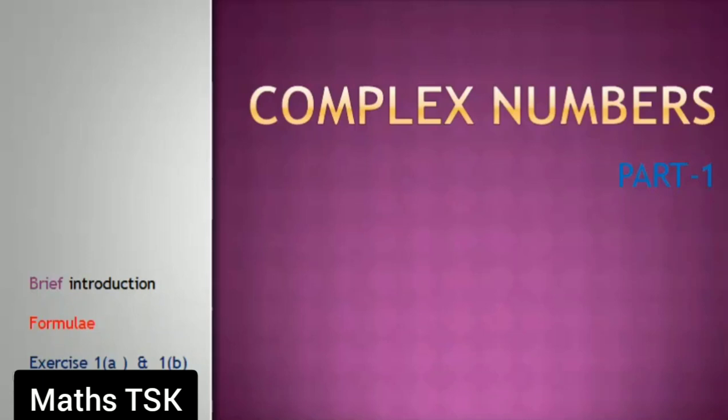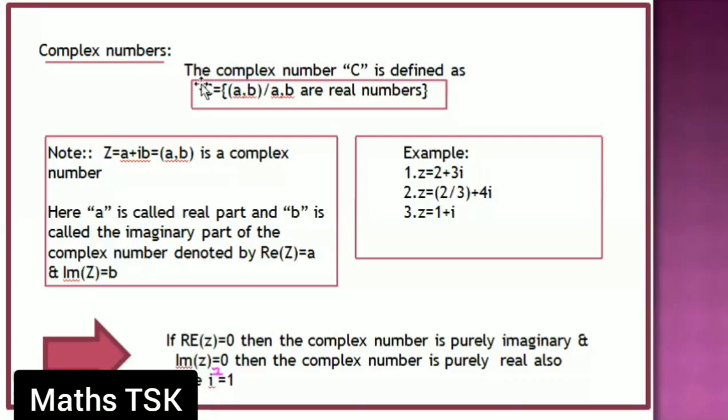Complex numbers is a very interesting chapter. We define complex number first of all. A complex number is a number system. It comes under number system after the real numbers. Real numbers are the union of rational and irrational numbers.